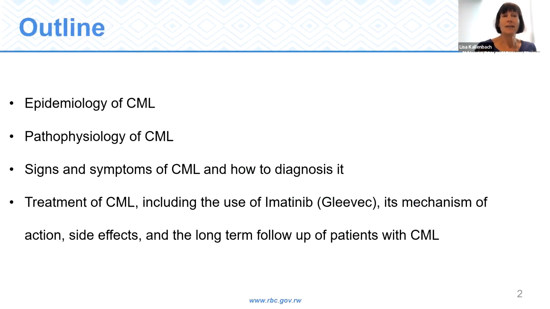We're going to discuss the epidemiology of chronic myelogenous leukemia, also known as CML, the pathophysiology of the disease, the signs and symptoms of CML, and how to diagnose it. And then we're going to touch on the treatment of CML, including the use of imatinib or Gleevec, its mechanism of action, side effects, and the long-term follow-up of patients with CML. I'll also discuss other new medications that have come along for use in Rwanda as well.